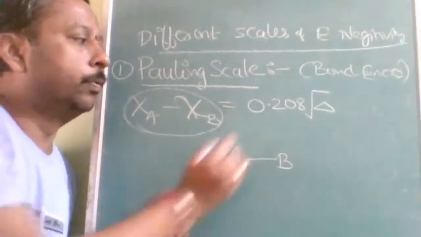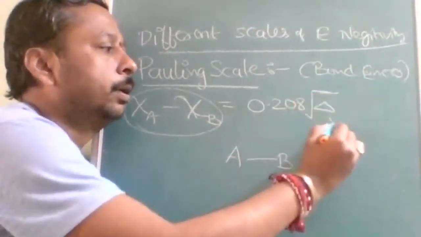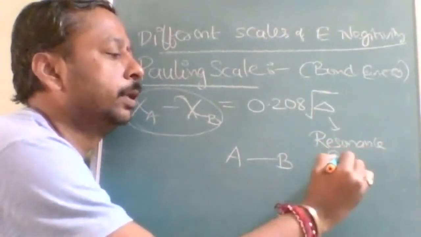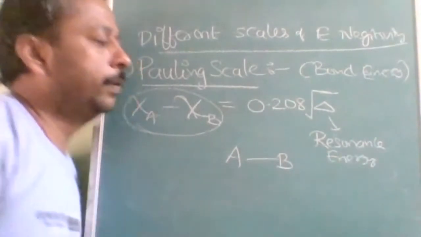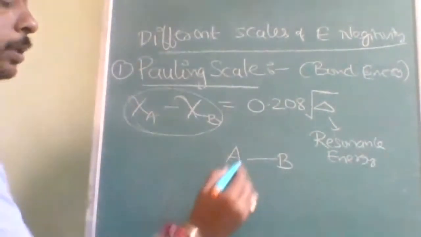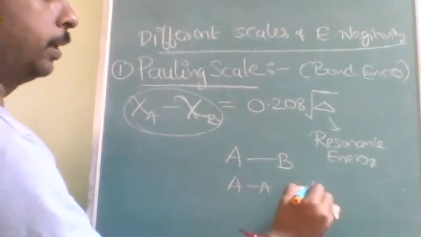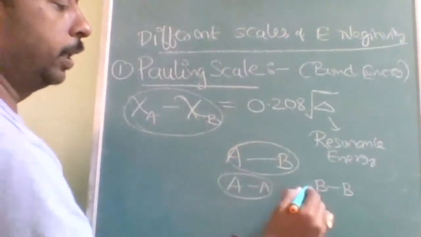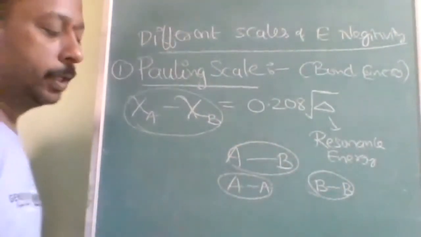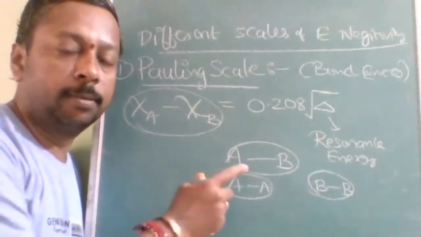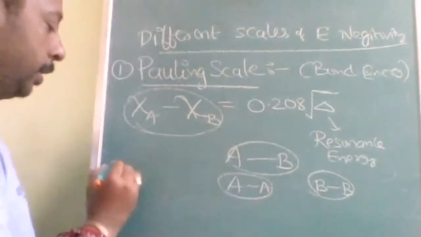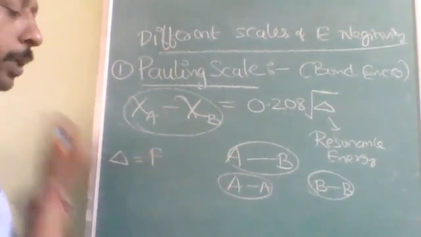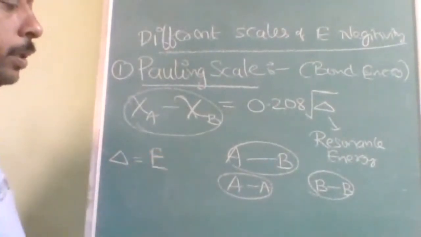Understood? So it is equal to 0.208 into delta. Here delta is called resonance energy. Resonance energy here has a different definition. Understood? So here A and B are there; before formation of A-B, they were A-A and B-B. So it is the difference in bond energies. Delta, the value I am writing, is the resonance energy, which is in terms of bond energy. E means here bond energy.